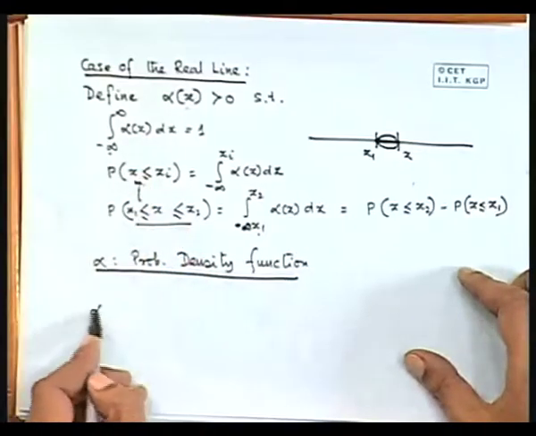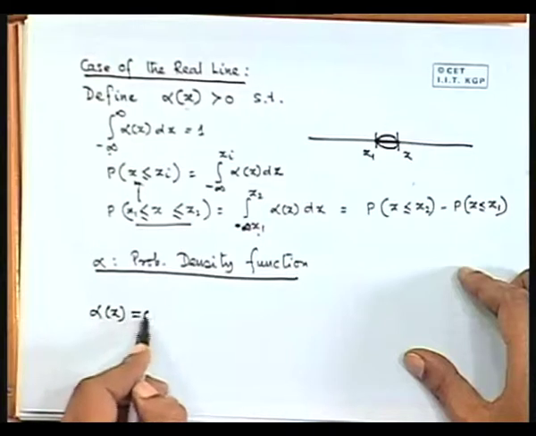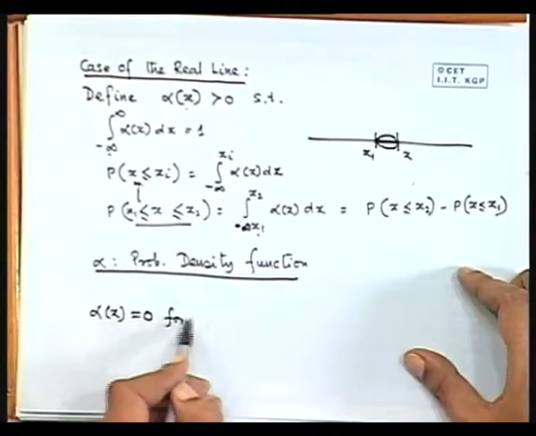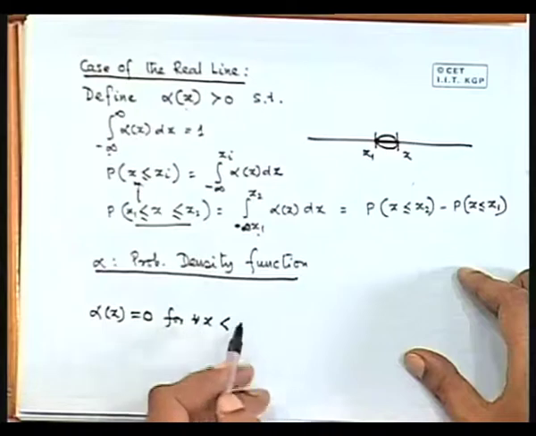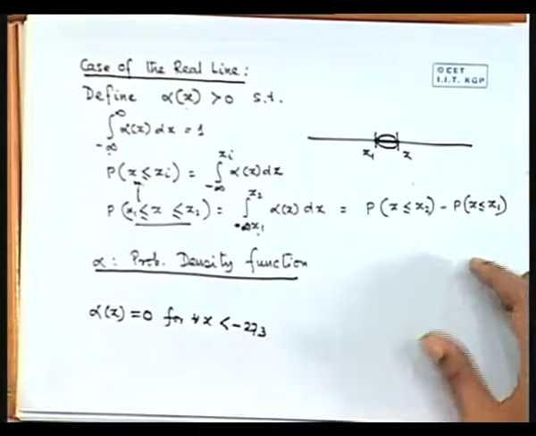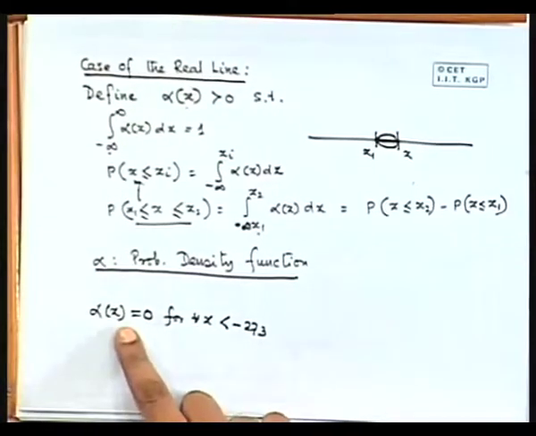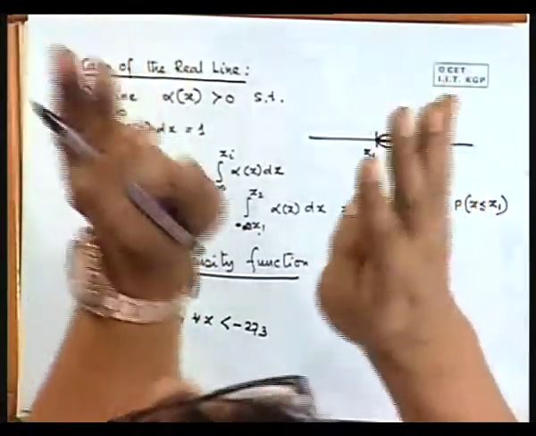So in such a case, this is a generalized definition, and you can always assume that alpha x is equal to 0 for all x less than minus 273. Even if you want to take a finite range, you need not, and practically speaking you need not. But if you want to deal with a finite range, simply make the function alpha 0 beyond that range. That will do. You understand what I am saying?